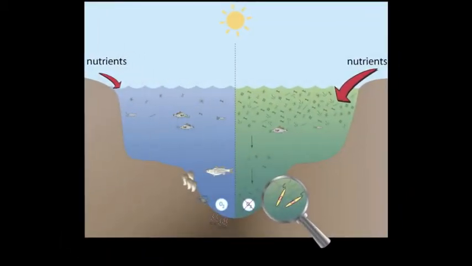Here is a picture of what is happening in a dead zone. On the left-hand side, there is a body of water at homeostasis, with nutrients entering the system. The amount of algae present is not decreasing the amount of dissolved oxygen in the water. However, the right-hand side shows what is actually happening in the dead zones of the Chesapeake Bay.